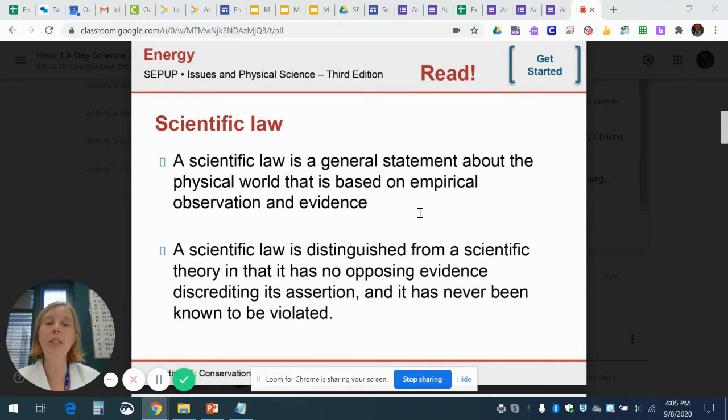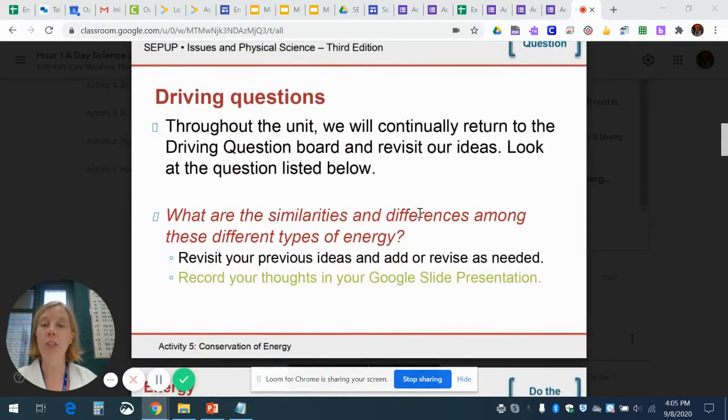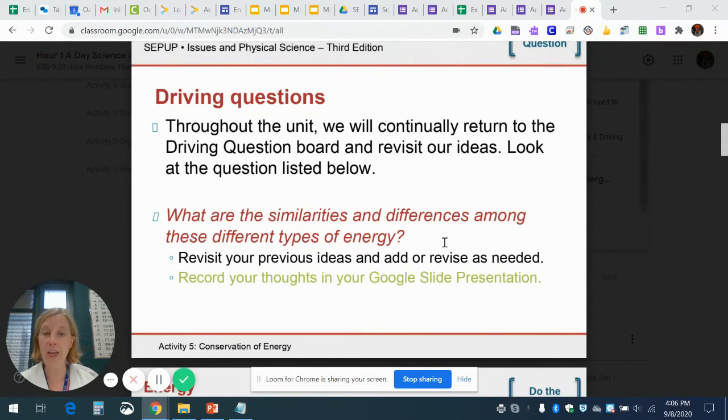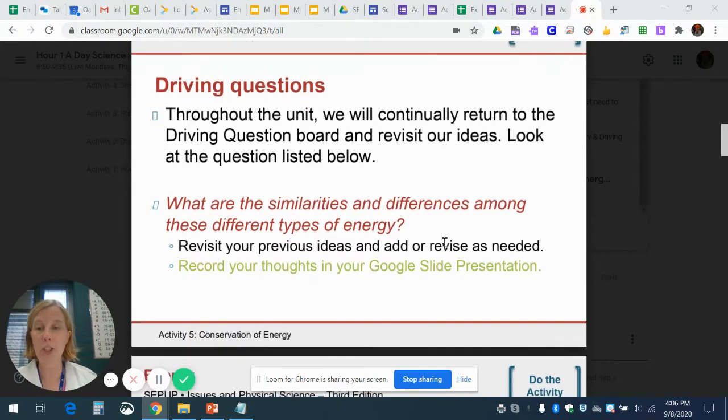So a scientific law is different from a scientific theory. A scientific theory can have evidence that goes against it. A scientific law does not. Our driving question: as we're going through this unit, we had the one driving question about why does my cell phone break when I'm standing versus when I am sitting? Here we have another one. What are the similarities and differences among these different types of energy, between kinetic energy and potential energy? What are the similarities and differences between gravitational potential energy and thermal energy and light energy?